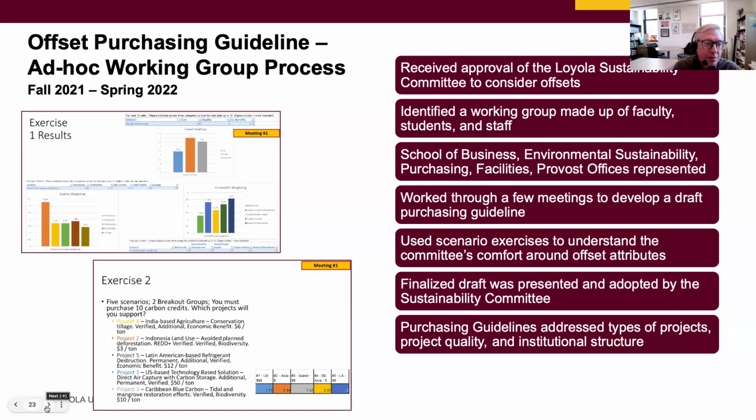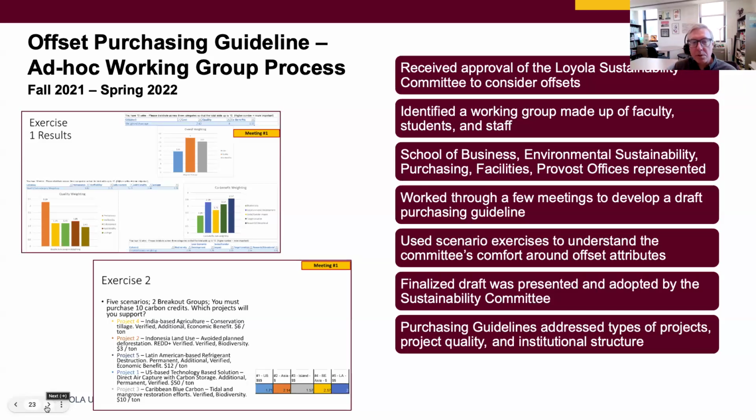This is just some examples here on the left where you see we did some exercises where we asked them to weigh different attributes of projects or gave them some different scenarios and said, okay, it's this kind of project or that kind of project, where would you put your dollars? This is just some examples. If anybody wants more details, I'm happy to share. That was a couple of years ago, in fall of 21 into spring of 22, that we did this work.